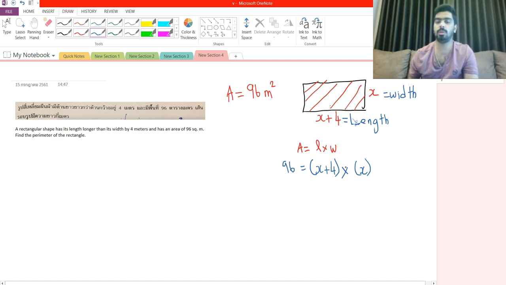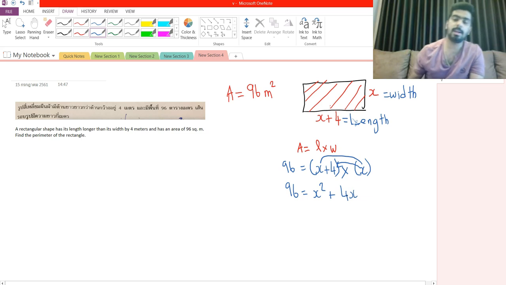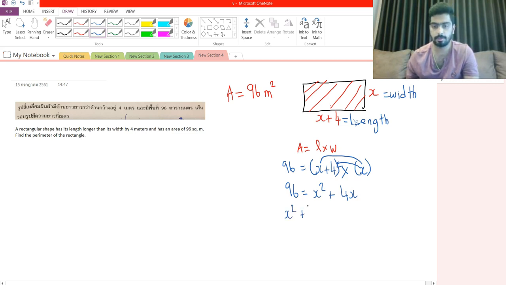Okay, guys, so we can use the distributive property to break the bracket. What would we have here? 96 is equal to x multiplied by x, which gives us x squared, plus x multiplied by 4, which gives us 4x. Now we have a trinomial. So let us write it as x squared plus 4x is equal to 96, so it is much easier for us to visualize.